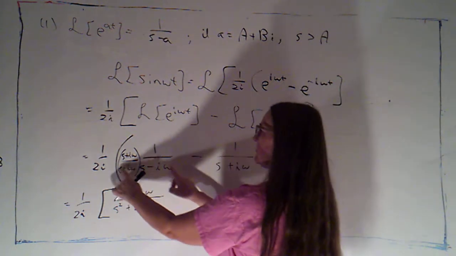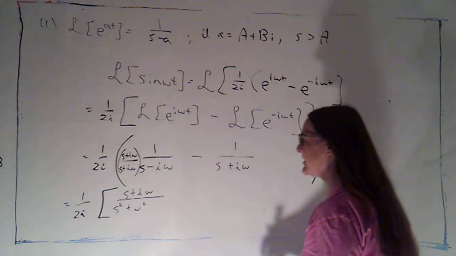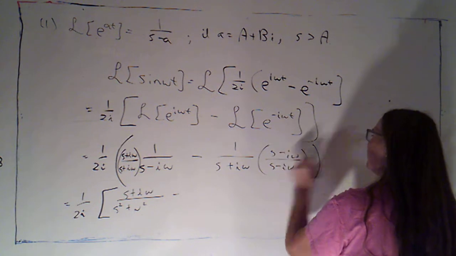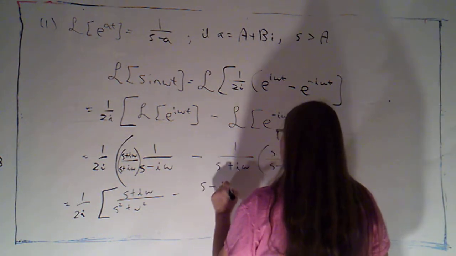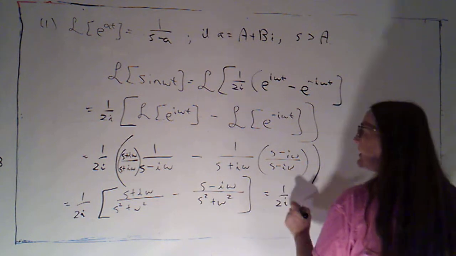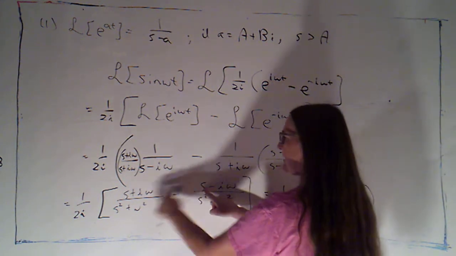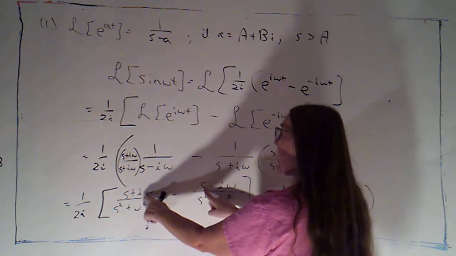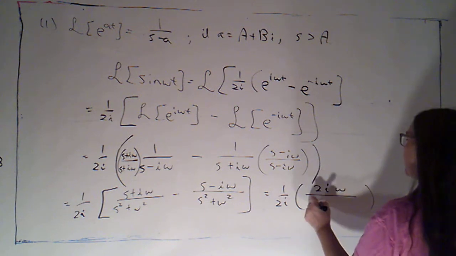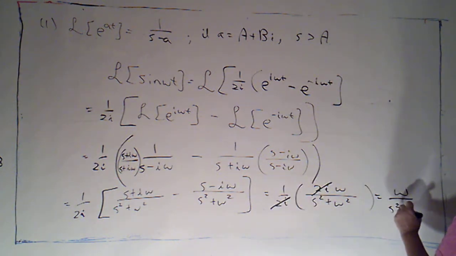Remember, when we FOIL, the outsides and insides cancel, and negative i squared is negative 1, which is just 1 times the omega squared. Okay. Minus, I'm multiplying this by 1 in the form of s minus i omega over itself. So that's going to give me s minus i omega over s squared plus omega squared. So I've got 1 over 2i times, now I'm subtracting, so let's remember that we've got to distribute that negative. So s minus s is going to cancel out, and i omega minus a negative i omega is going to be 2i omega over s squared plus omega squared. Let's cancel that 2i. I'm getting omega over s squared plus omega squared.